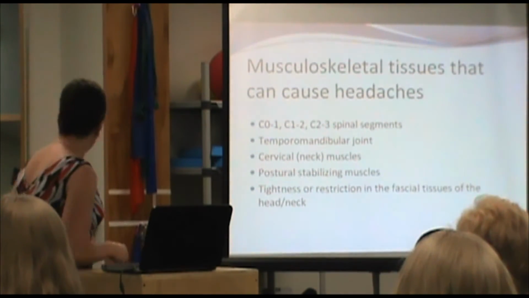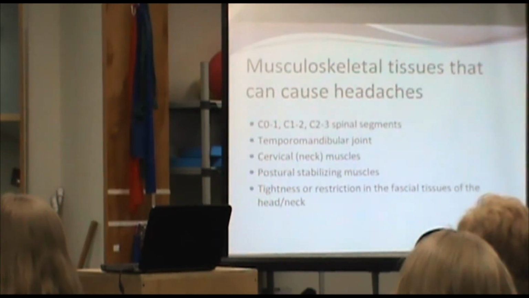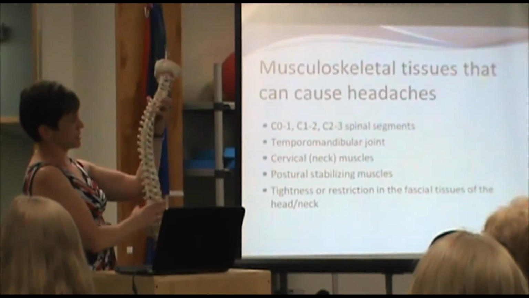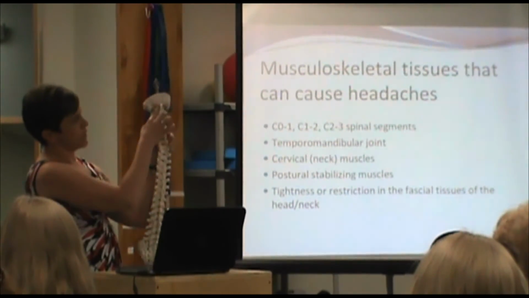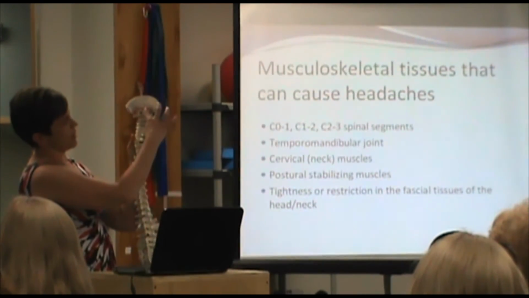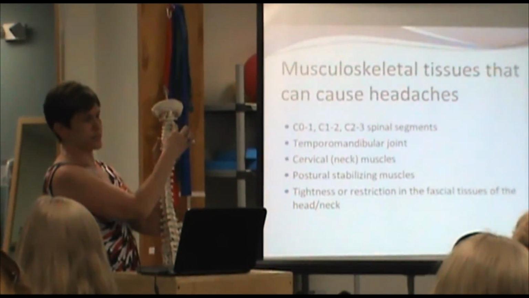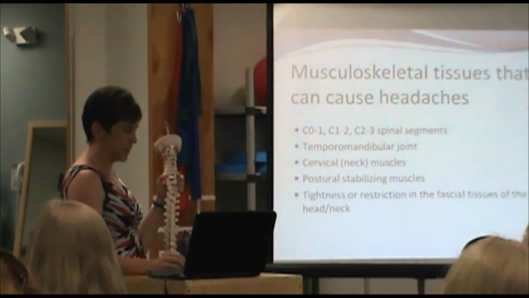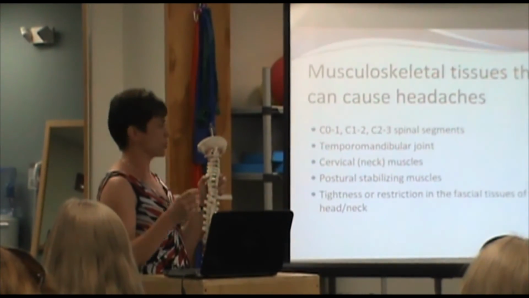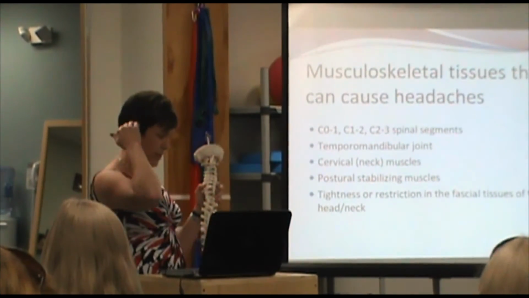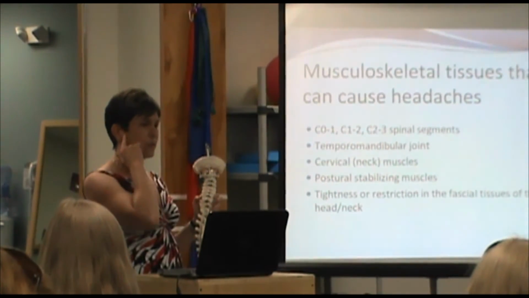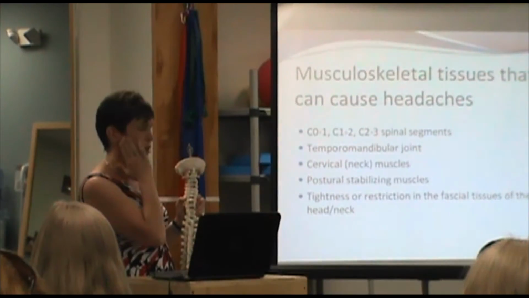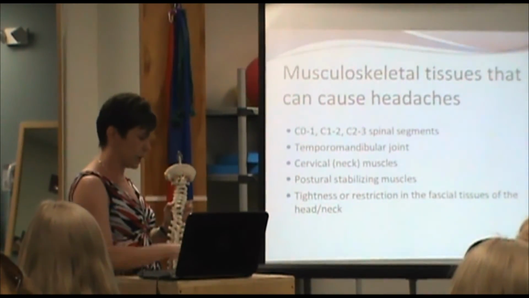Musculoskeletal tissues that can cause headaches include some of the muscles we've talked about, but also some of the very top joints in the spine. So this is a model of the spine. Especially the first 3 cervical segments at the top of the spine, if they're lacking mobility or have incorrect balance and mobility in different directions, can cause pain to be referred to the head, as well as the temporomandibular joint, or the TMJ joint. You may have heard that term, where your jaw attaches to the rest of your skull.